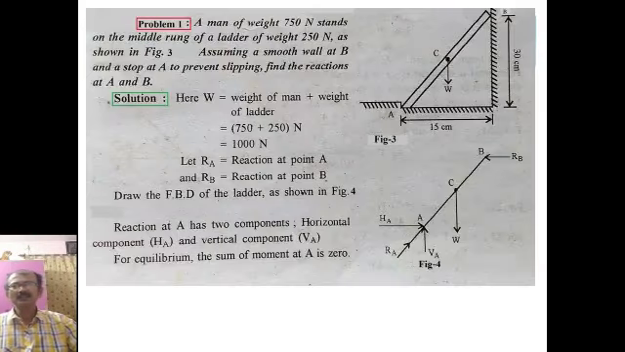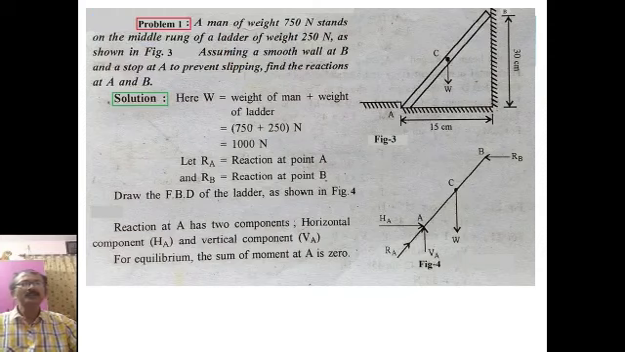Now, we will discuss a few problems related to moment. Now, problem 1. A man of weight 750 Newton stands on the middle rung of a ladder of weight 250 Newton as shown in figure 3. Assuming a smooth wall at B and a stop at A to prevent slipping, find the reaction at A and B. That means we have to calculate the reaction force at these 2 points, A and B.